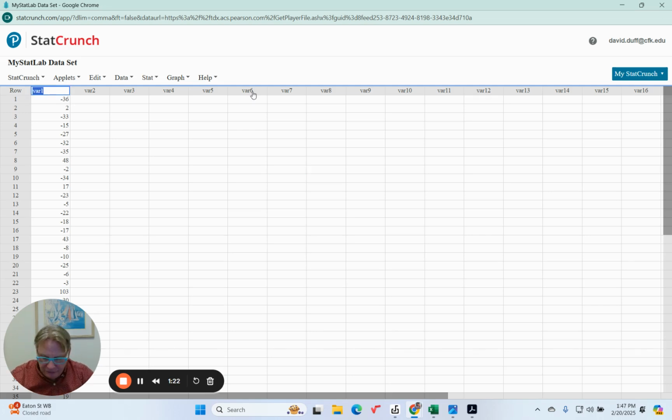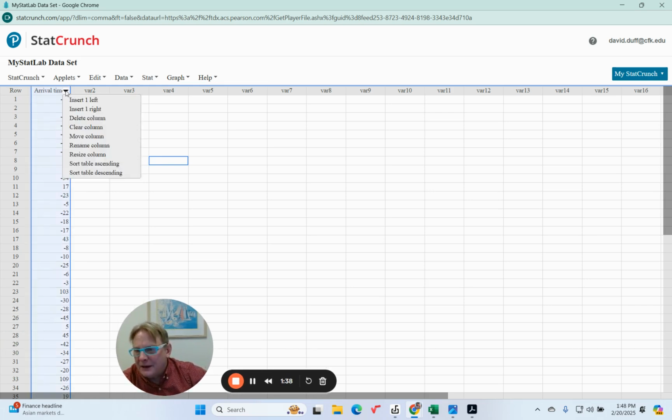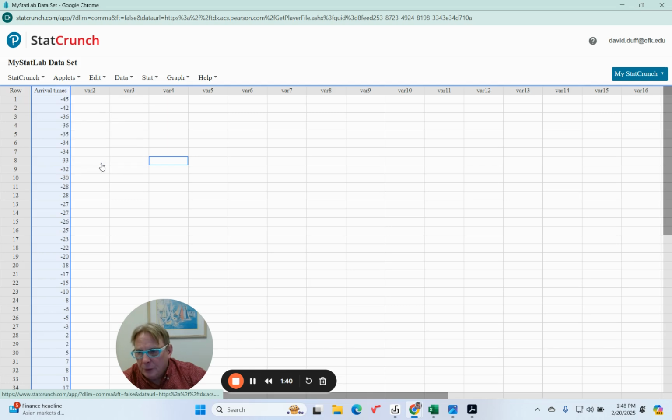So I'd like to change the variable name. I'm going to show you some things that a statistician would do. I'm going to change the variable name to arrival times. And then the very first thing a statistician does when they look at a data set is they sort it, right? You can glean a lot from a data set by sorting it.